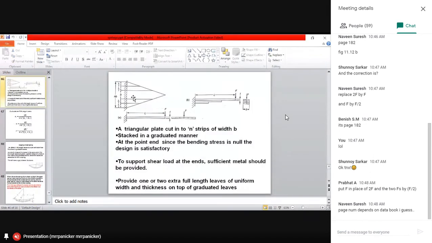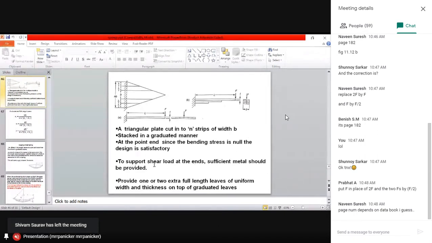Here also it is a cantilever, a triangular plate. You can see that it is cut and stacked. So a triangular plate is cut into n strips of width b and stacked in a graduated manner. At the end point, the bending moment is 0 because the bending stress is 0.